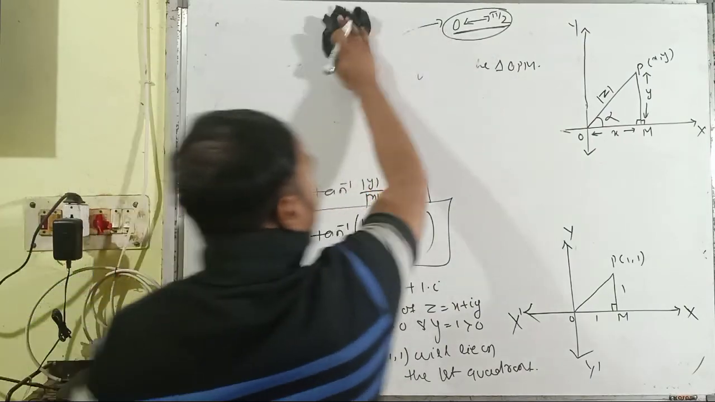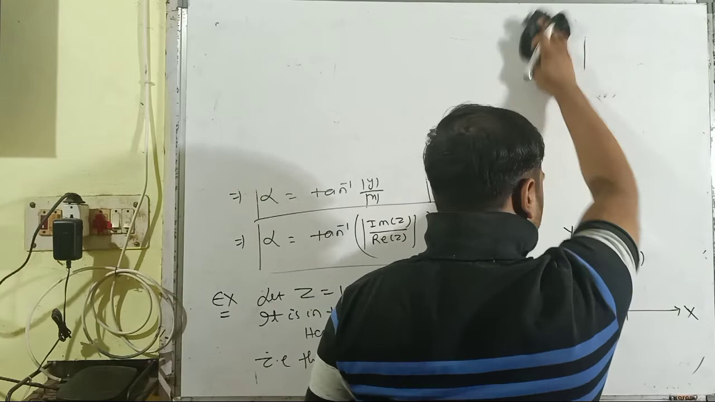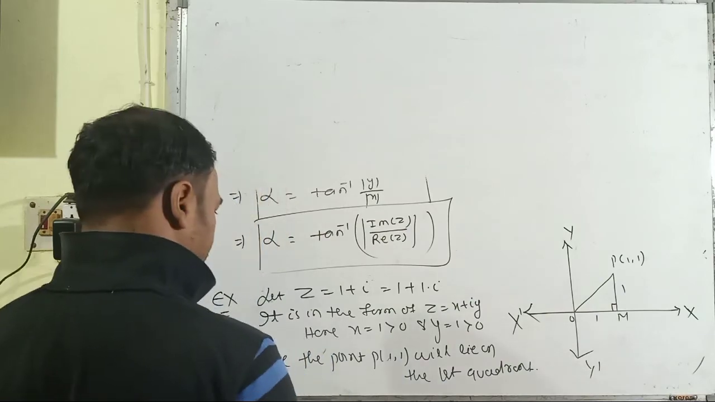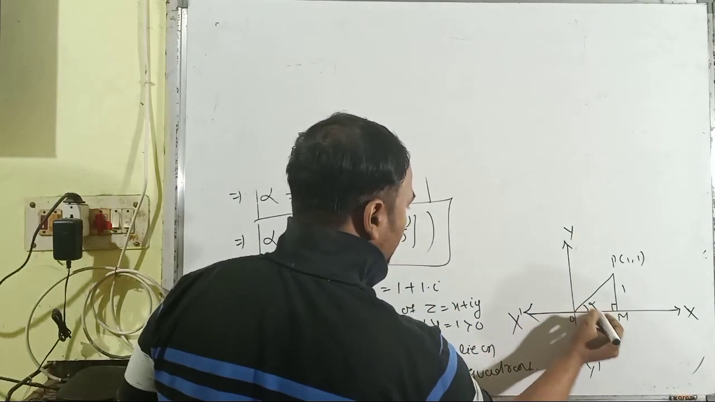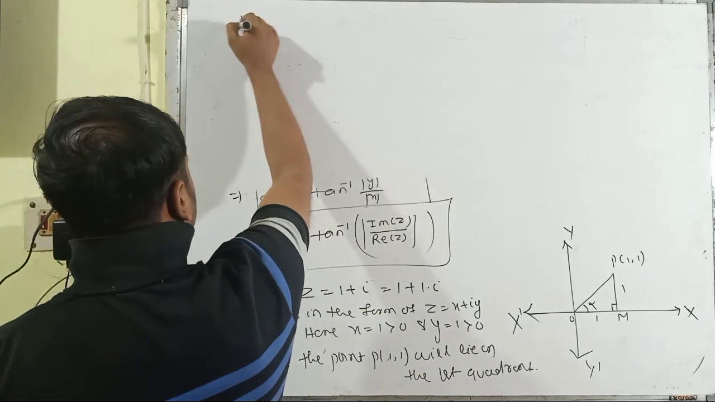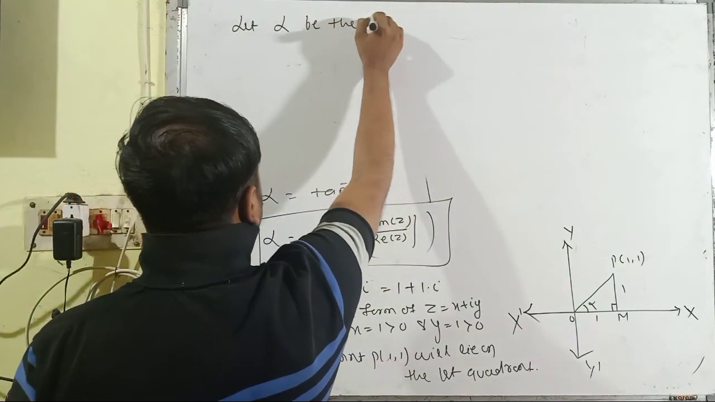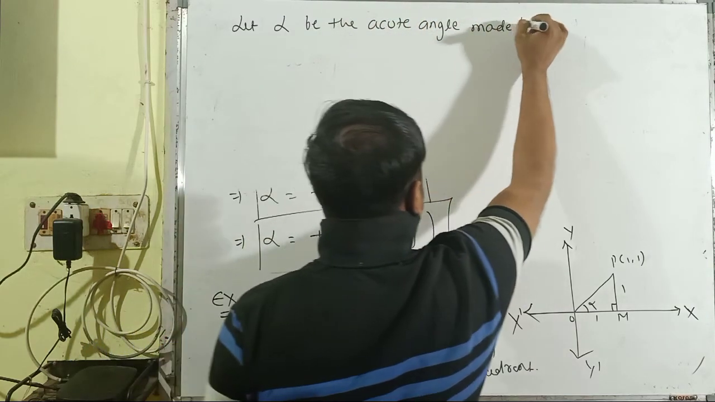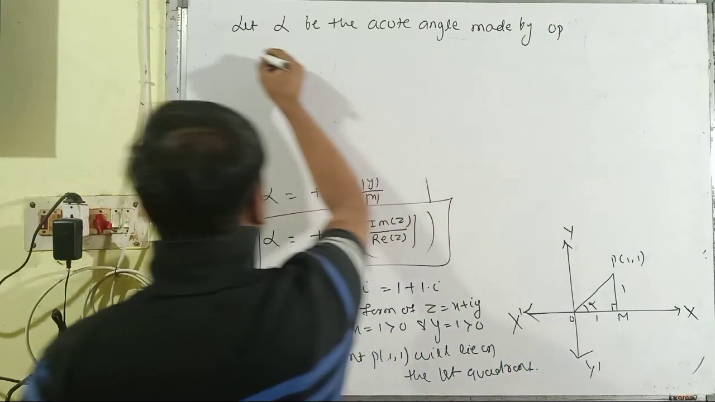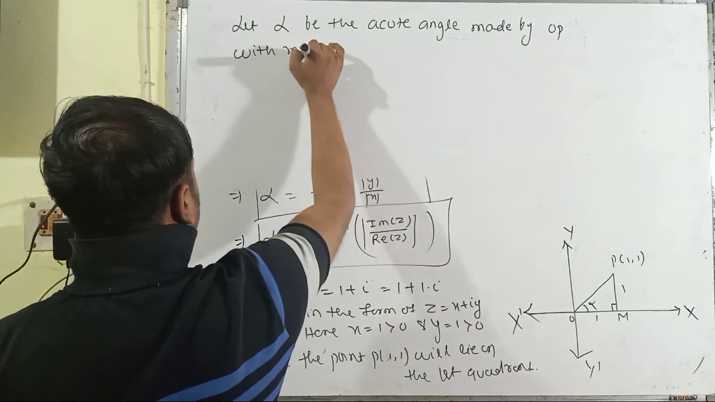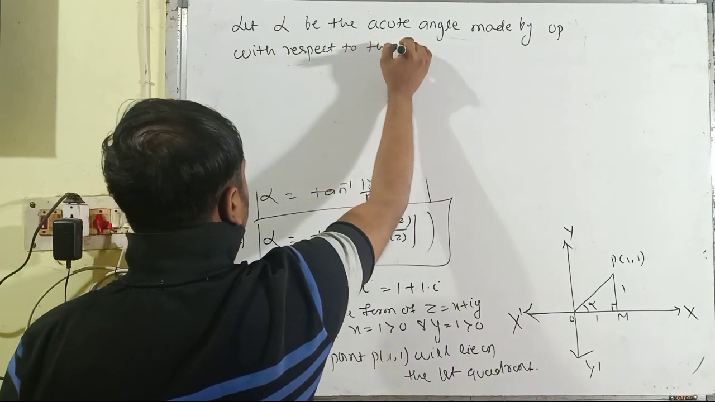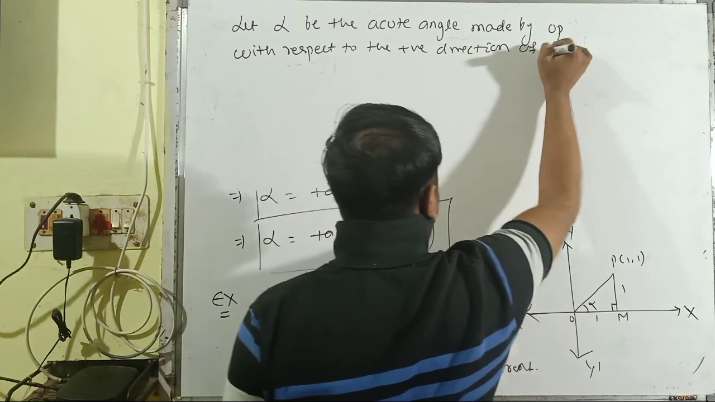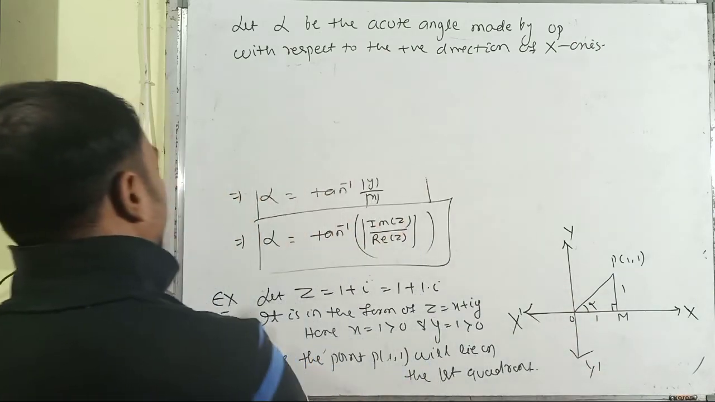Then we have to find the angle between OP, the hypotenuse, and the x-axis. Let alpha be the acute angle made by OP with respect to the positive direction of the x-axis.